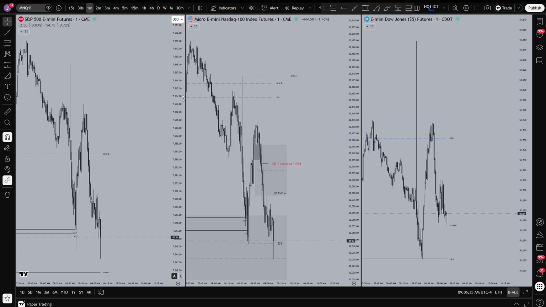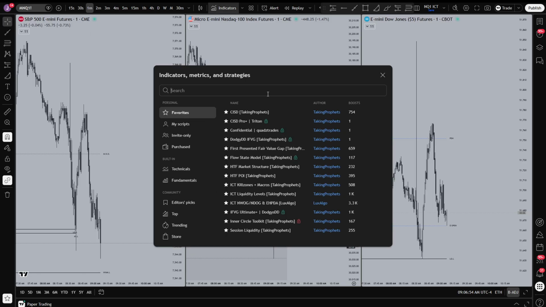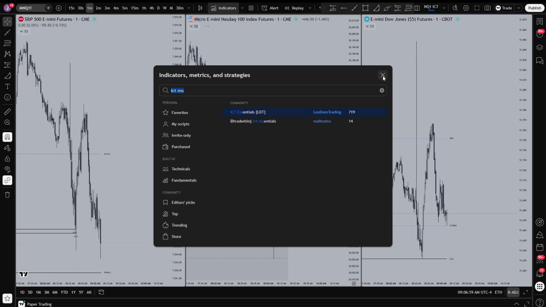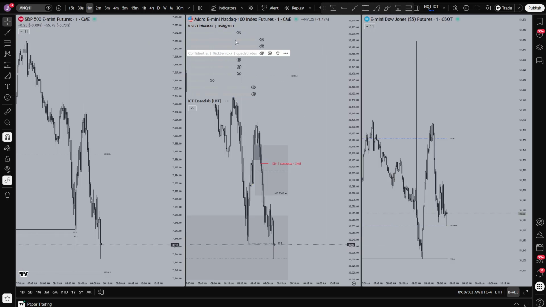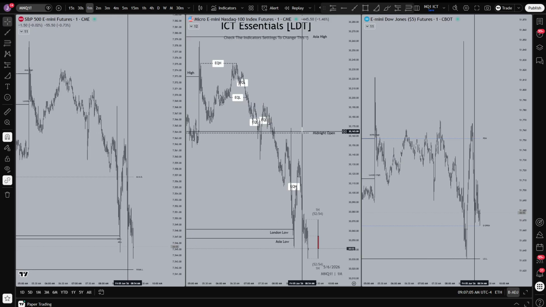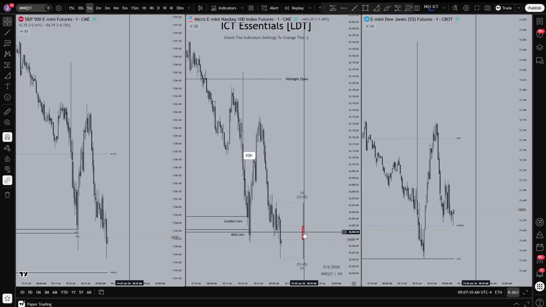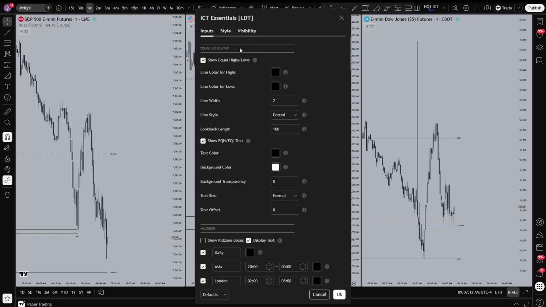Yeah, it works in Asia and London session as well. It works for any session. I'm trying to use ICT essentials for liquidity instead. It has equal highs, equal lows, daily highs. Oh, NCR, is that what you're saying? Hold on, let me try. ICT essentials. Let me see this real quick. It's actually not bad, but it's too big on the screen.